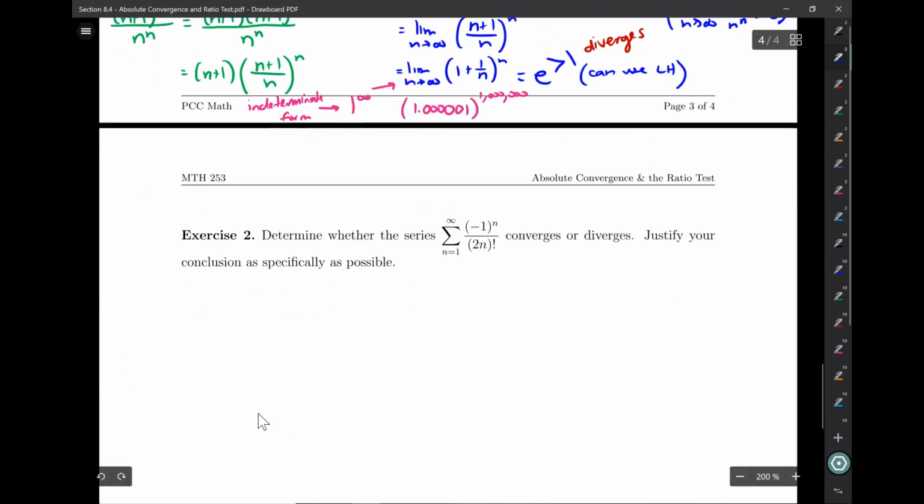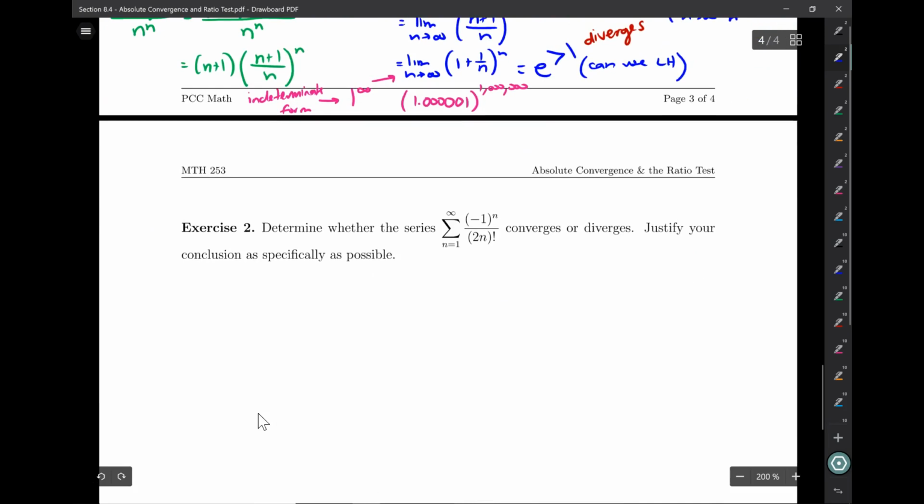Okay, moving forward, we have one for you to try now. So this, notice, is an alternating series. It has a factorial involved, and so this will be great practice for you to get a little bit more comfortable with factorials and the ratio test. So go ahead and pause, and then come on back after you feel like you've gotten some good exposure to this particular problem. Okay, welcome back, and we're going to go ahead and take a look at this one.